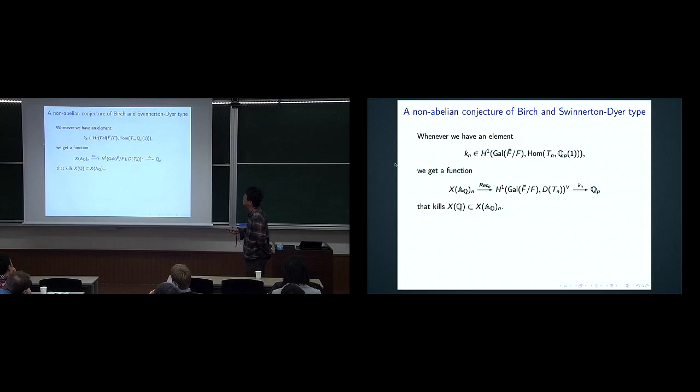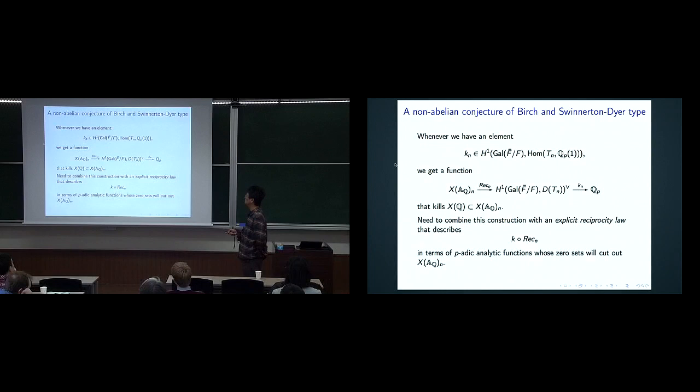If you can compute the projection to the p-adic points in some suitable way, that is to say, you have to take this abstract reciprocity law, take one of these functions, and be able to compute this function in some concrete way via an explicit reciprocity law, and then get out of that p-adic analytic functions whose zero set cuts out this filtration. Sometimes this can be done, but this is a very difficult problem in general that I'm still struggling with.